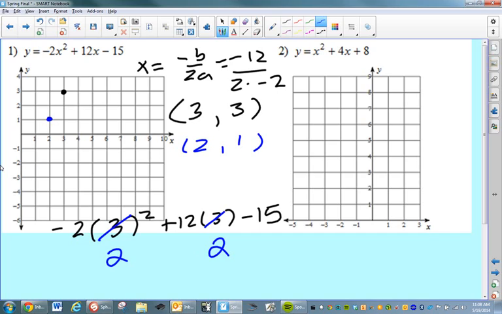And then what can I do with that point? What can I do with 2 comma 1 to get my shape of my parabola? What do I do with 2 comma 1? Yeah, Robbie? Yeah, reflect it over. I connect my point, and I have my parabola.